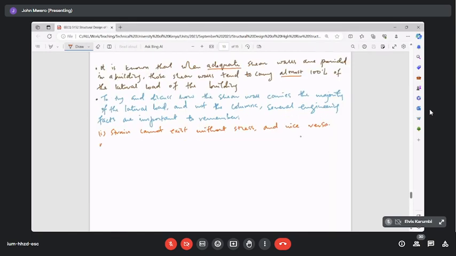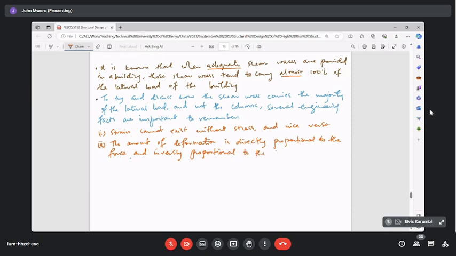If we're agreeing on this one, then also the amount of deformation is directly proportional to the force and inversely proportional to the stiffness of the element.